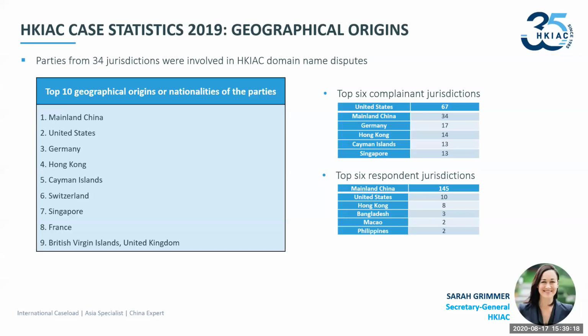And then what is also a striking statistic is that from the respondent jurisdictions, by far and large, the most common respondent in the cases that we see were from mainland China, and then following up quite a way behind, the next most common were from the US, Hong Kong, and then a couple of other jurisdictions. Next slide, please.